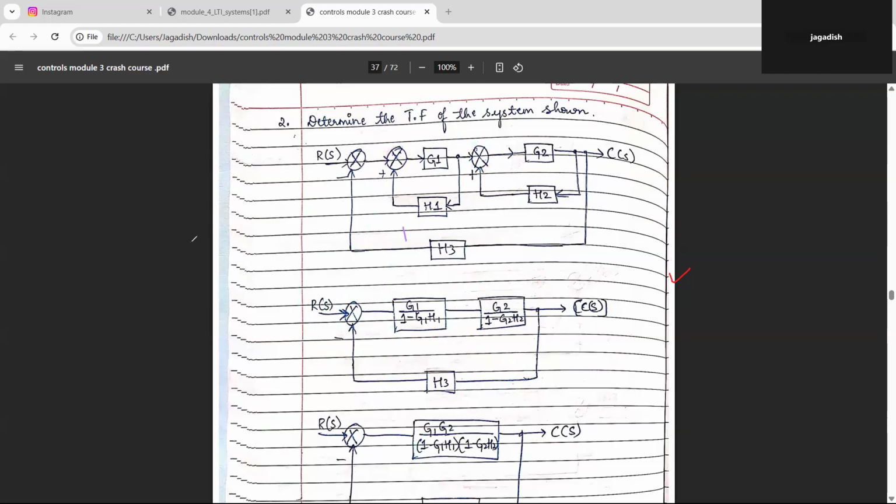Are there any feedback loops here? Please tell. There are no feedback loops. Very good students, Tilak and all. So there are no feedback loops, I can directly multiply them. So G1 into G2 divided by 1 minus G1 H1. What doubt do you have? Very good. These are in cascade. G1 G2 divided by 1 minus G1 H1 into 1 minus G2 H2.